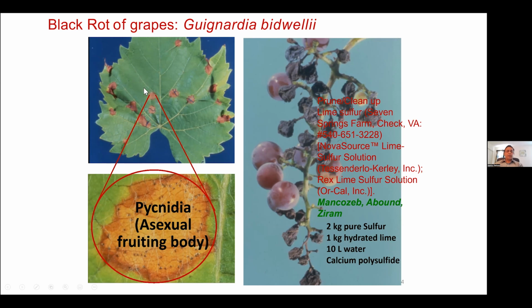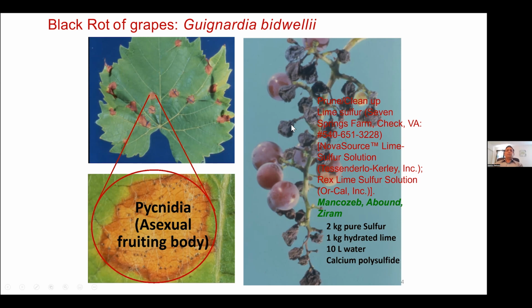As you can see, the disease initially shows up on the leaf, on the foliage. And within the leaf, it produces lots of fruiting bodies. We call them pycnidia. And within the pycnidia, there are lots of fungal spores. Those are basically moving onto the grapes and then cause the disease black rot on them. So lime sulfur is something that you can use at the time of pruning.